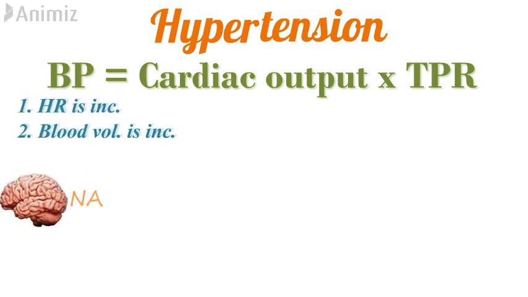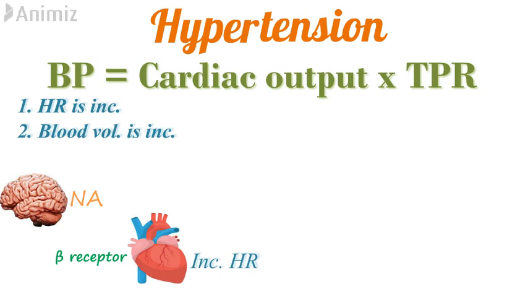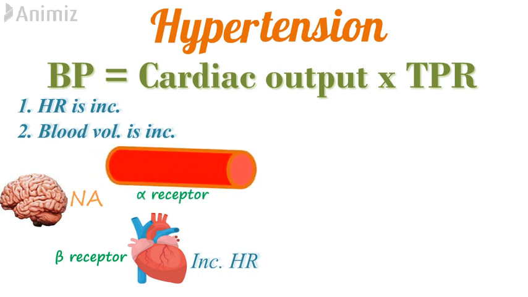From brain, a neurotransmitter noradrenaline is released, which binds to beta receptor present on the heart and increases the heart rate. This noradrenaline also binds to alpha receptor present on the blood vessels, leading to vasoconstriction. This increases the TPR.